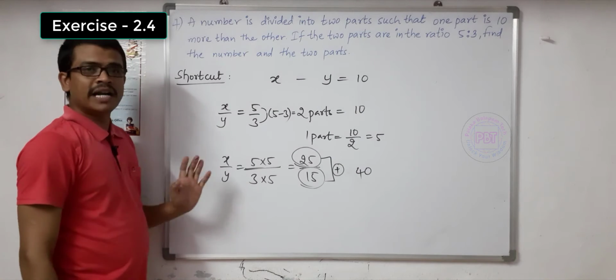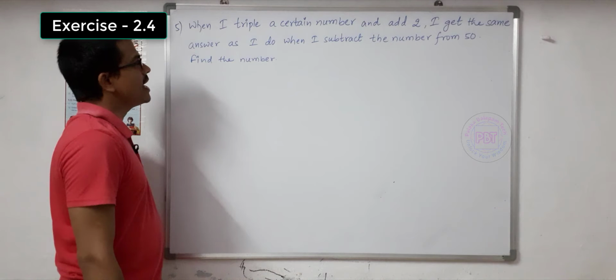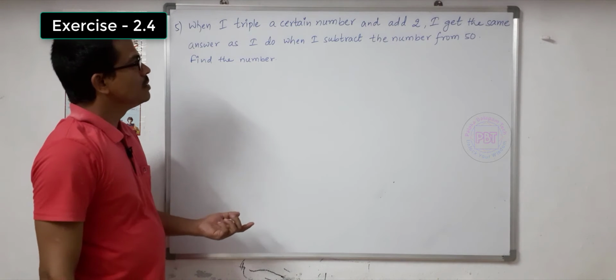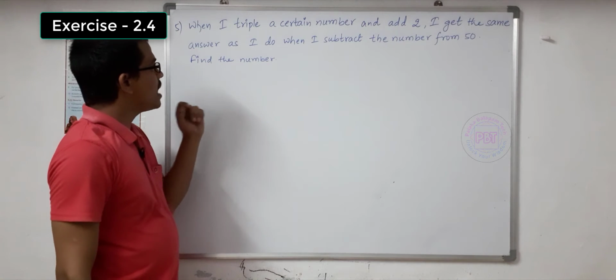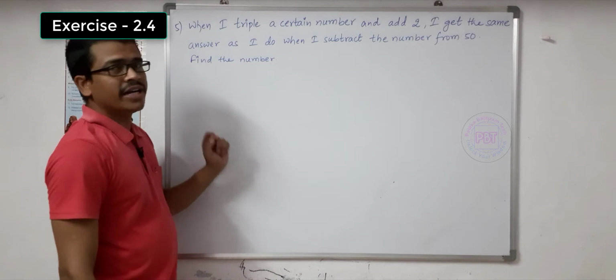Okay. I hope you understand this clearly. Now let us see the fifth question. When I triple a certain number and add 2, I get the same answer as I do when I subtract the number from 50. Find the number.